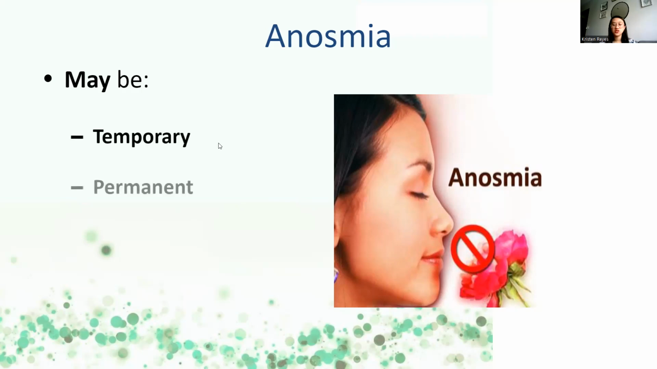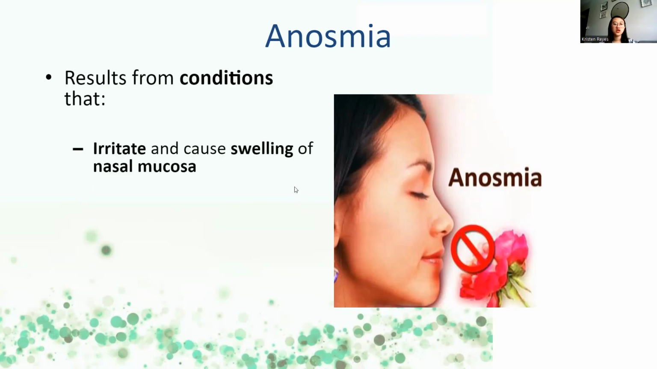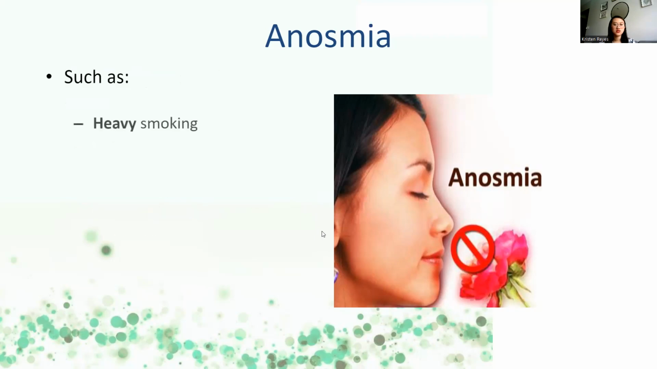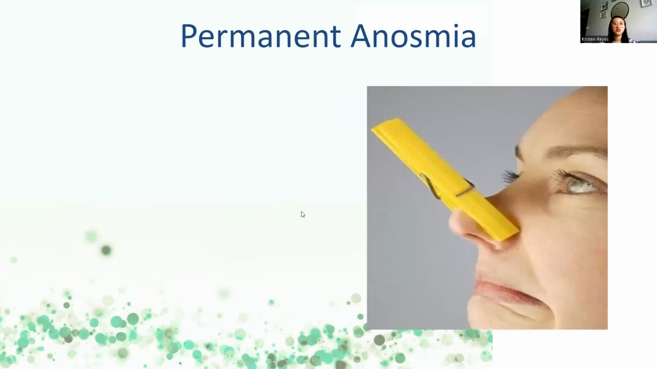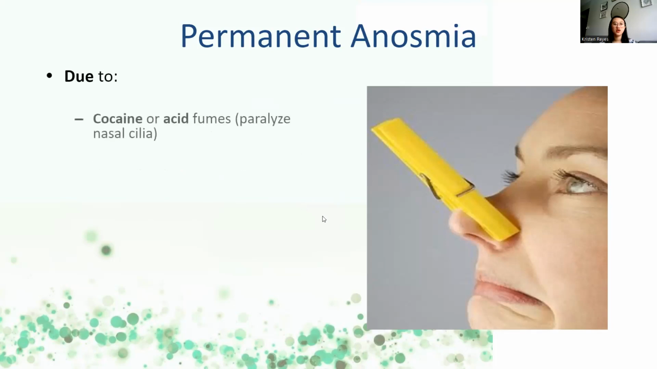So this may be temporary, such as in COVID, and or permanent. It results from conditions that irritate and cause swelling of the nasal mucosa, such as infections, or obstruct the olfactory area in the nose, such as heavy smoking, rhinitis, sinusitis, infection of your sinuses. Permanent anosmia is due to olfactory nerve or olfactory receptor destruction. Any part of the olfactory nerve, if you destroy it, then you have permanent anosmia. It can be due to cocaine use, acid fumes, head trauma.